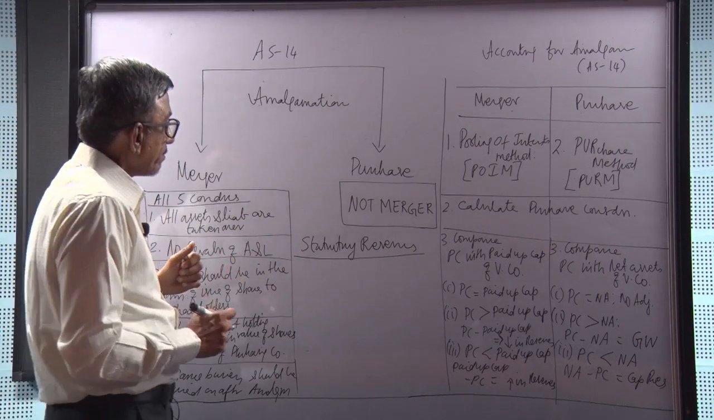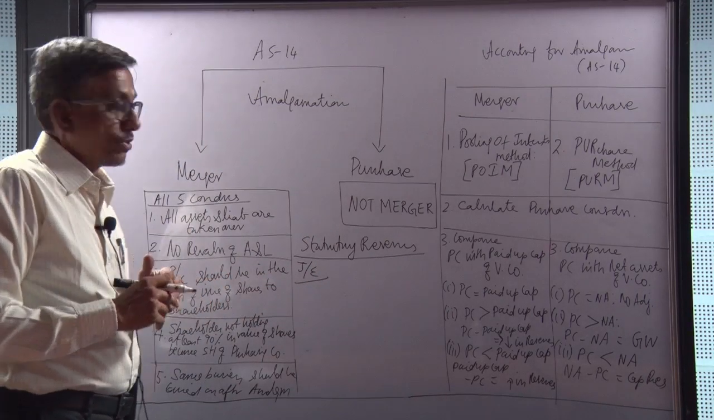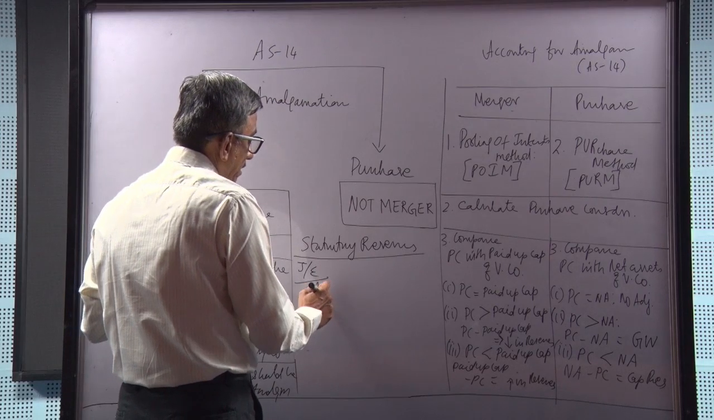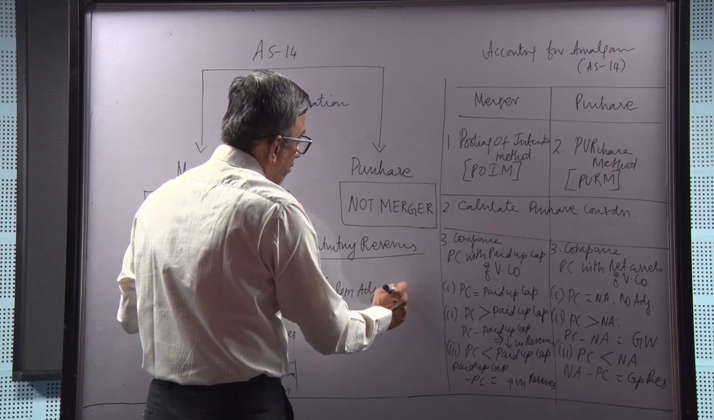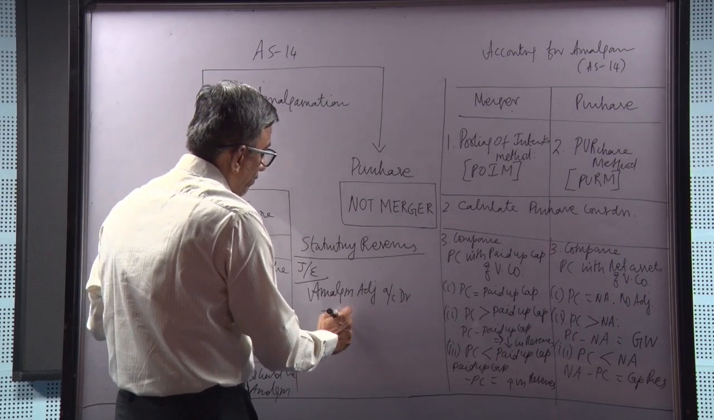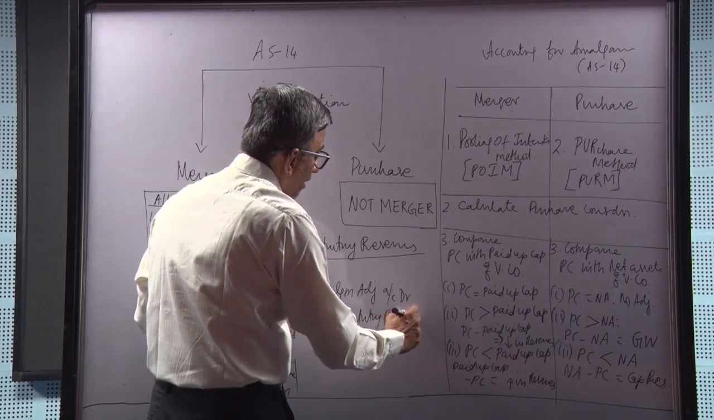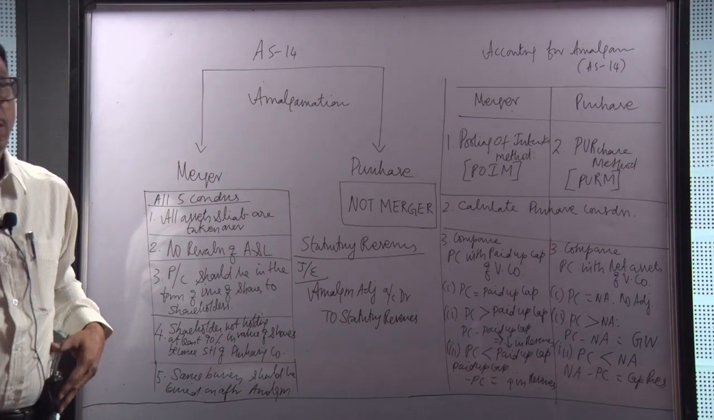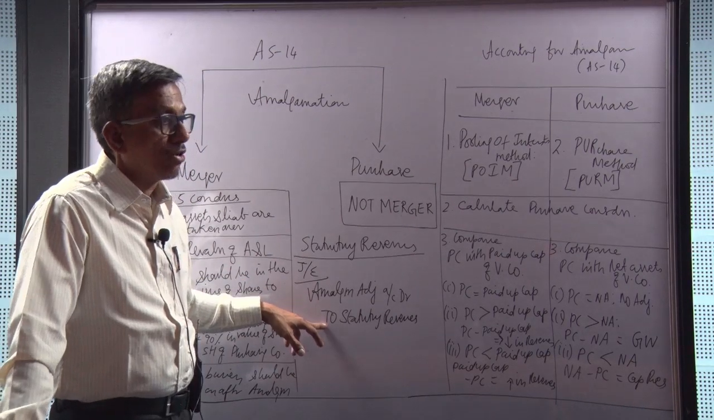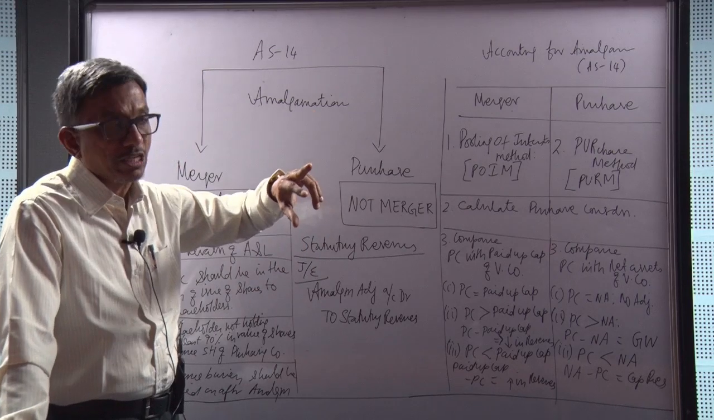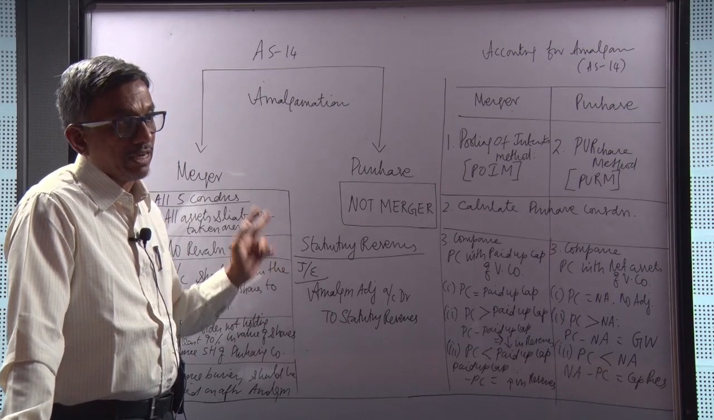How do you do that? You have to make a journal entry for incorporating the statutory reserves. The journal entry is: amalgamation adjustment account debit to statutory reserves account. Amalgamation adjustment account debit to statutory reserves account. That means what will happen? The statutory reserves of the vendor company will be brought into the books of the purchasing company by crediting that. Against that there is a debit called amalgamation adjustment account.